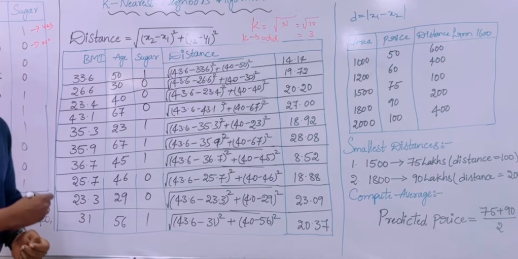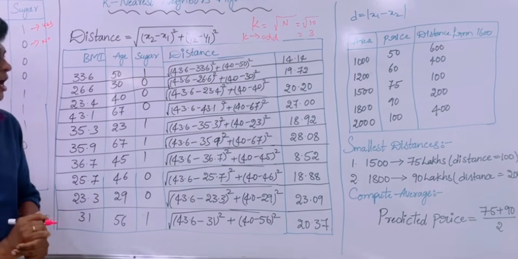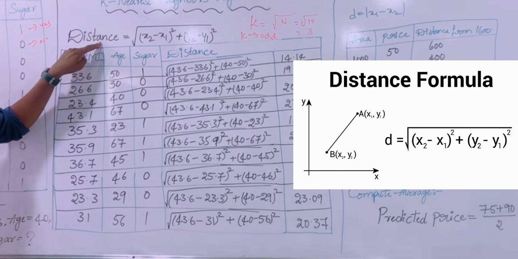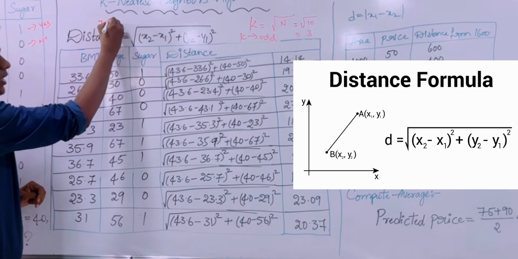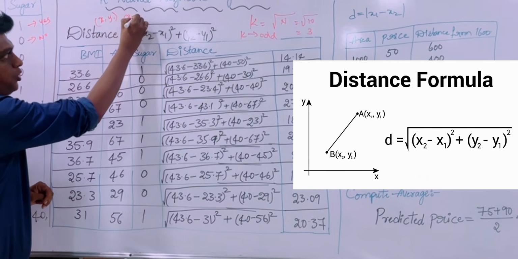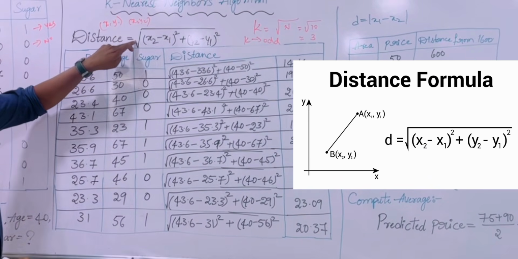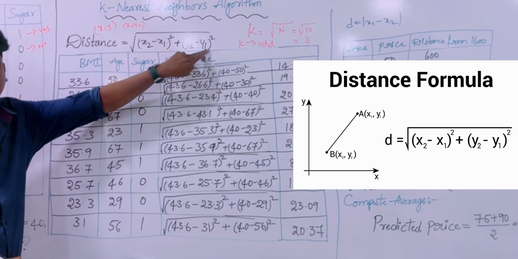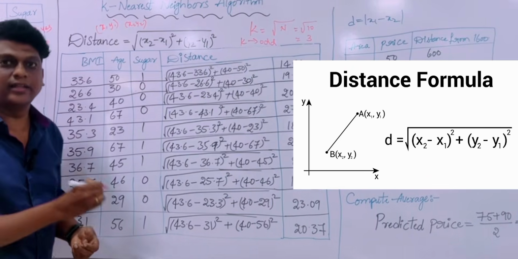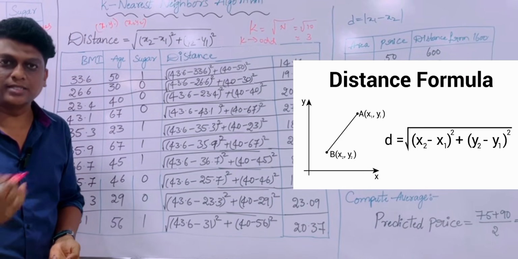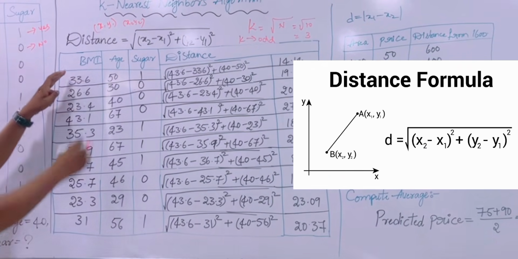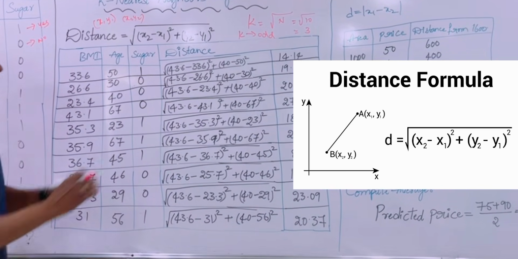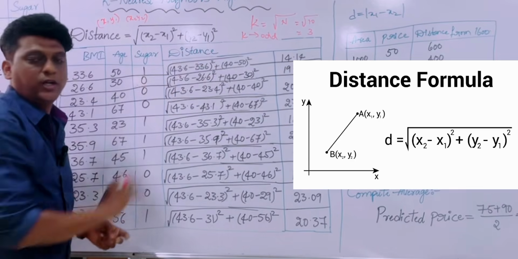We understand the training data. Now we can see how to implement this algorithm. First we know the Euclidean distance formula, the distance between two points (x1, y1) and (x2, y2). The formula is the square root of (x2 minus x1) the whole square plus (y2 minus y1) the whole square. Based on this we can find the distance, and the minimum distance should be taken. So this is the given data: BMI, age and sugar. For all these conditions we need to find out the distance.